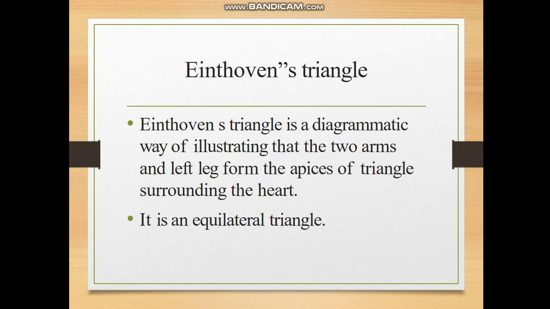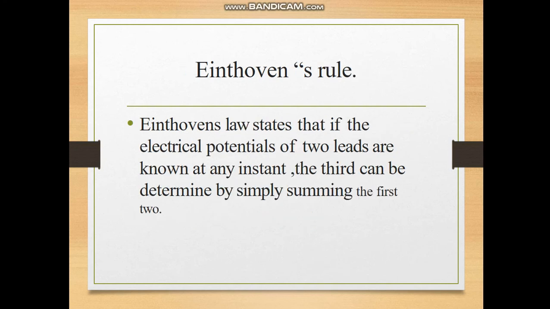Einthoven's triangle. My dear students, I am talking in continuation on the topic of ECG, and this segment of my lecture is concerned with Einthoven's triangle. Einthoven's triangle is a diagrammatic way of illustrating that the two arms and the left leg form the apices of a triangle surrounding the heart. It is an equilateral triangle.